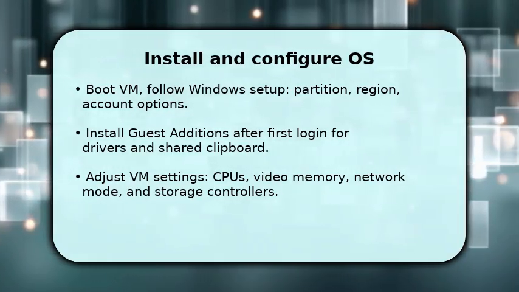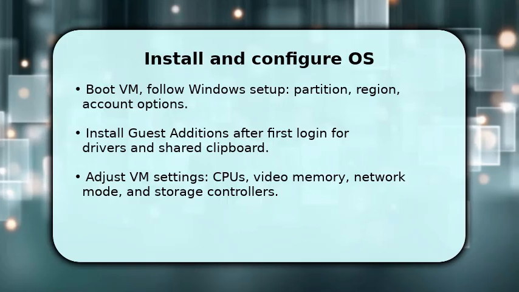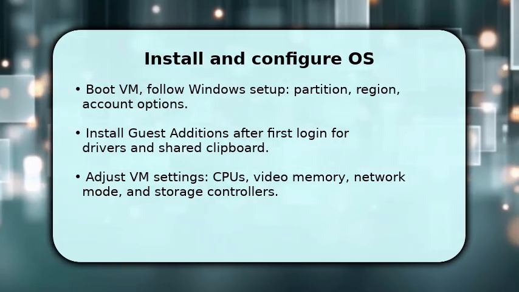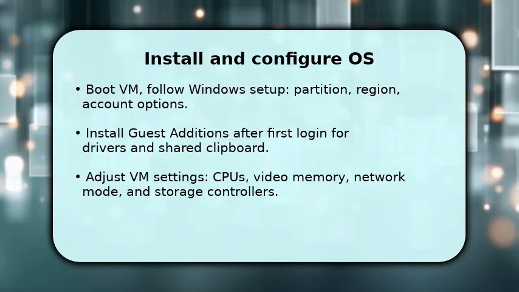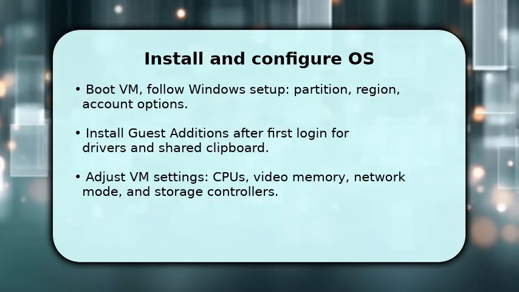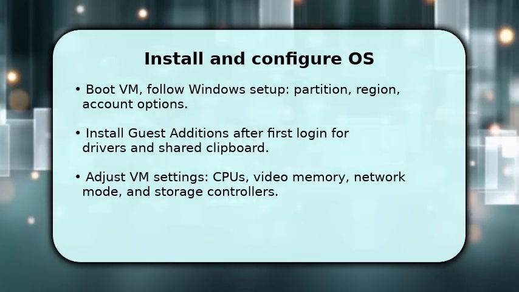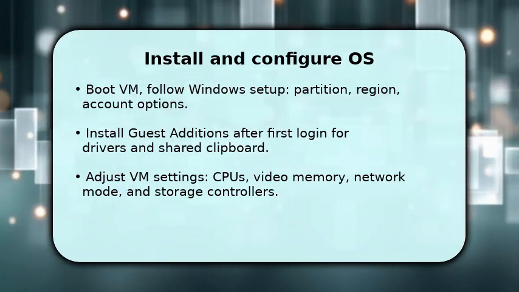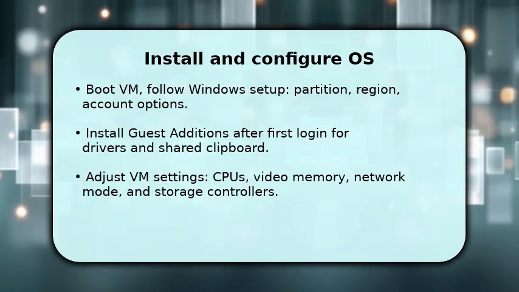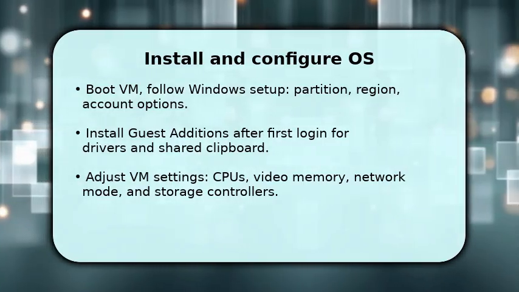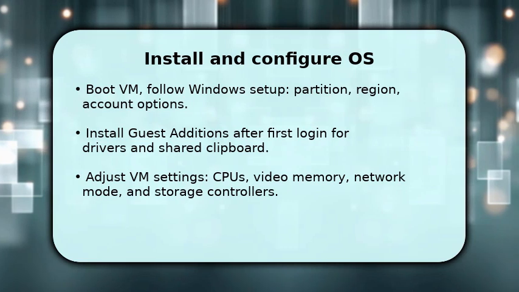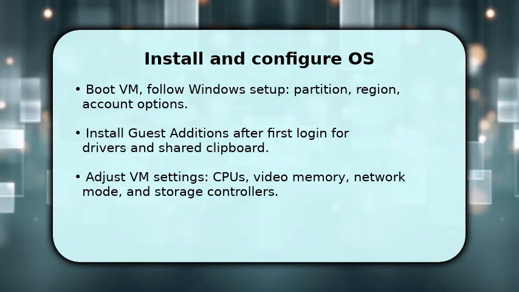After Windows installs and reaches the desktop, immediately install VirtualBox Guest Editions to get seamless mouse, drivers, and shared folders. Reboot the VM when prompted. Next, tune VM settings. Increase CPU cores and video memory for performance. Switch network to NAT or bridged as needed, and ensure storage controller type matches your virtual disk.